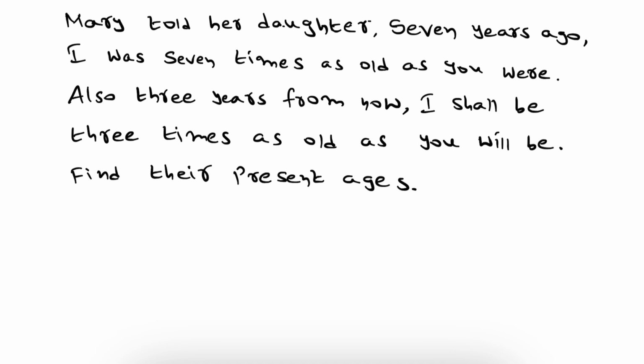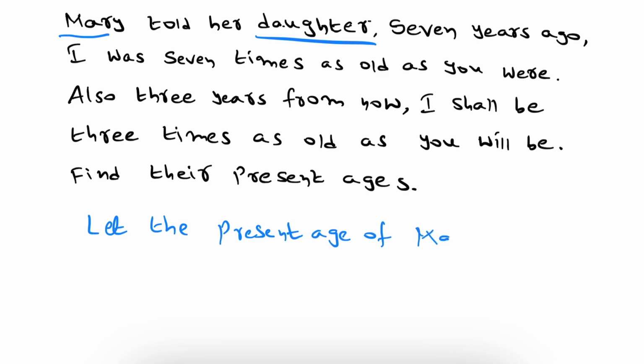Mary told her daughter, 7 years ago I was 7 times as old as you were. Also 3 years from now I shall be 3 times as old as you will be. Find their present ages. So in this there are two persons, right? One is Mary and the next one is her daughter. So let the present age of Mary be X. The same way, let the present age of her daughter be Y.